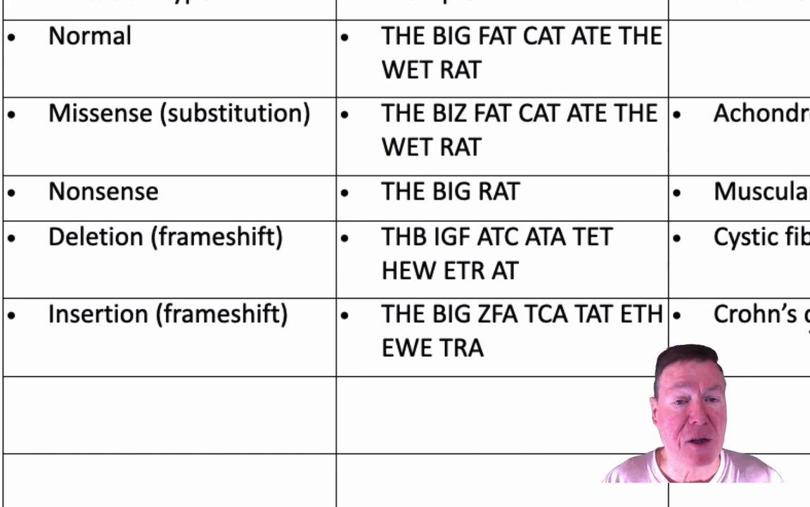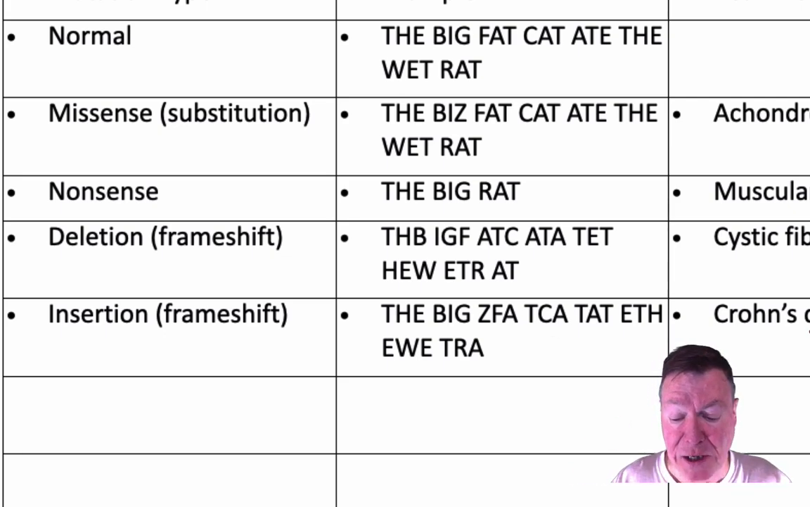All right, it's called a frame. When all the bases are in the same place, except for maybe one, maybe we deleted one or we inserted one, that shifts the codon that we're reading, the bases that we're reading at a time. That's called a frame shift mutation.